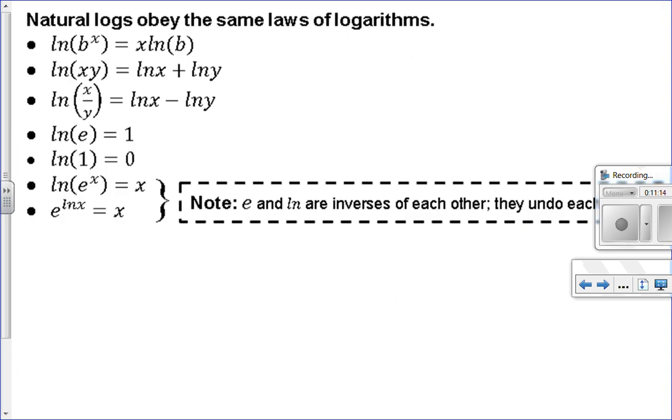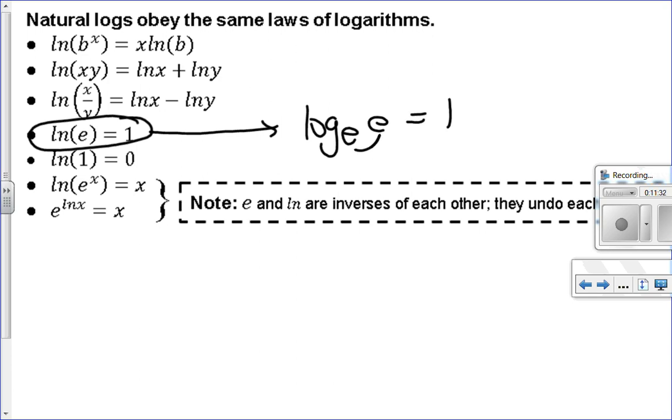They follow the same log laws, like the power law, multiplying, dividing. This one here I really want to draw your attention to. ln e equals 1. Here's why. Natural log of e is really log base e of e equals 1. So it's kind of that special case of the matching law. So just remember that the natural log of e is equal to 1. That one comes up a lot.